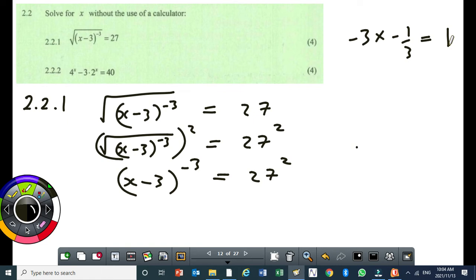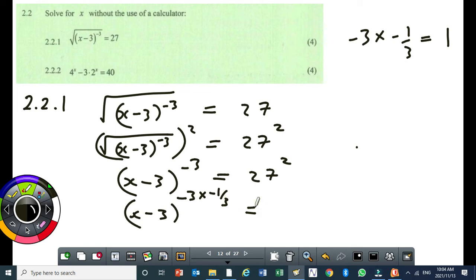But that's not the only way. Be aware. That's not the only way. The question can be done in more than one way. Right? So this is going to become x minus 3 raised to the power of minus 3 times minus a third. Now, if I multiply the exponent on the left by minus a third, I also have to do it on the right hand side. Remember, it's an equation. So whatever I do on the left, you do it on the what? On the right hand side.